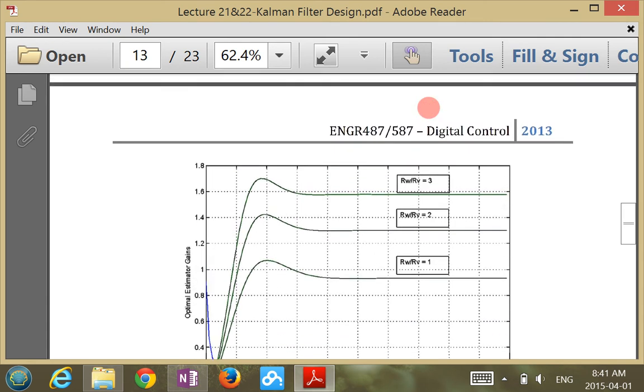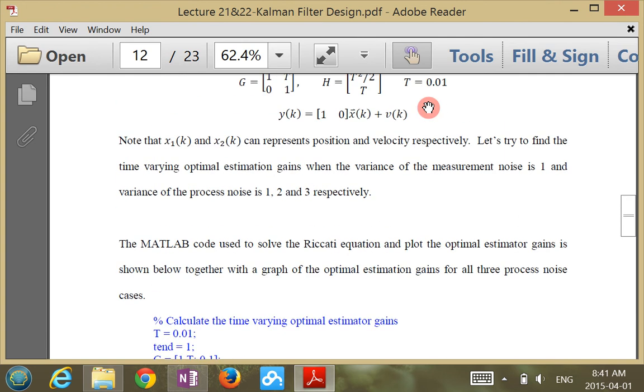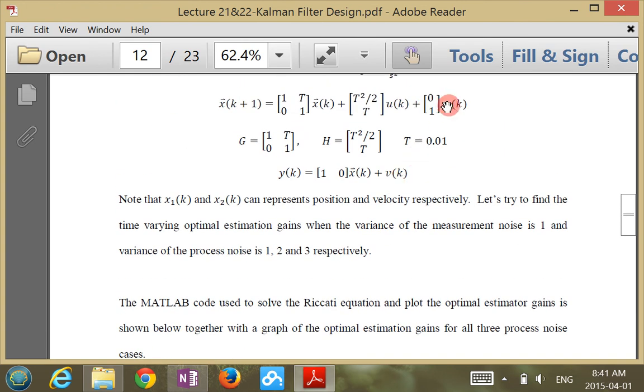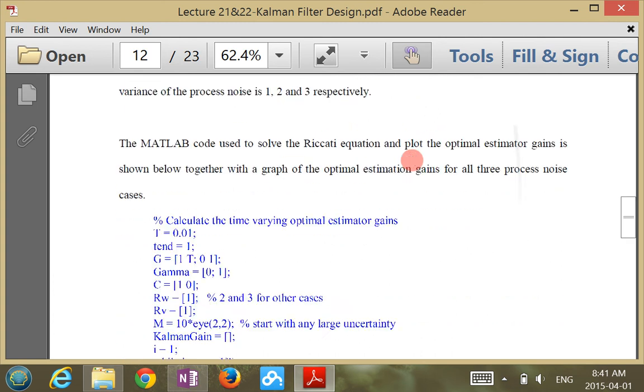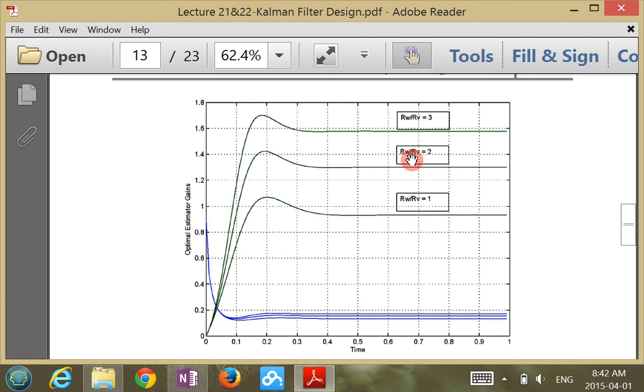RW is the variance of the noise for the process, and RV is the variance of the noise for the sensor, right? Okay? So I want you to look at this one here. Let's take a not so mathematical, just common sense analysis of it. Okay.